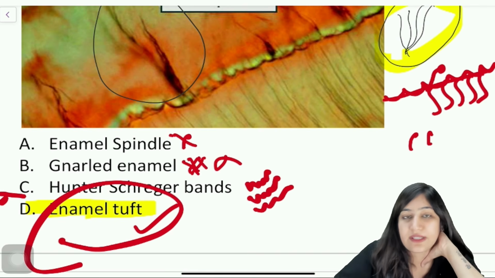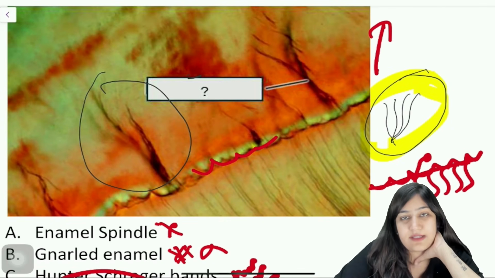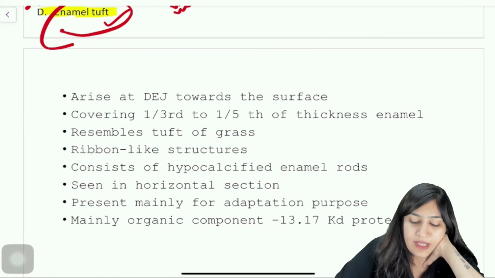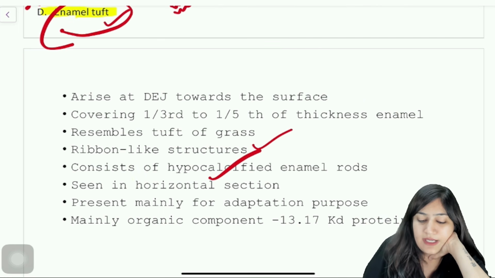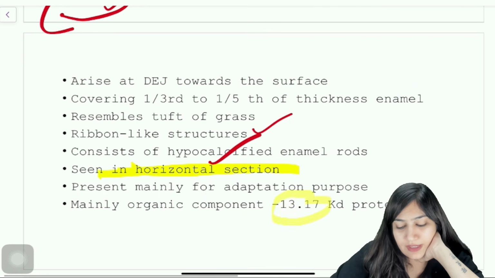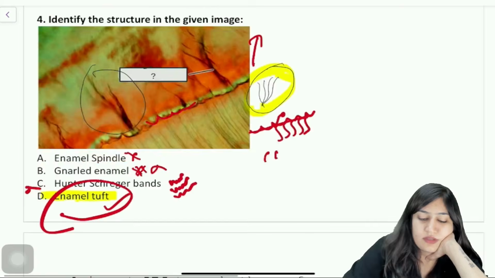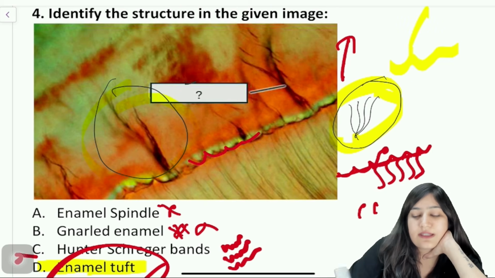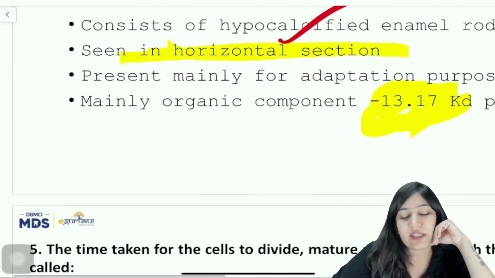So enamel tuft is basically the correct answer. They extend from DEJ towards the surface, covering one-third to one-fifth of the thickness of the enamel. They are ribbon-like structures, hypocalcified structures of enamel. They are mainly seen in horizontal section. And what do they contain? Protein, 13.17 kD protein. So these are enamel tufts starting from DEJ towards the surface, mainly seen in horizontal section.